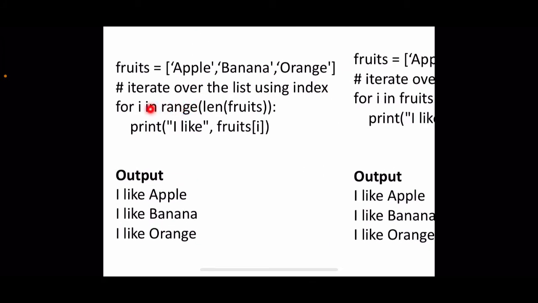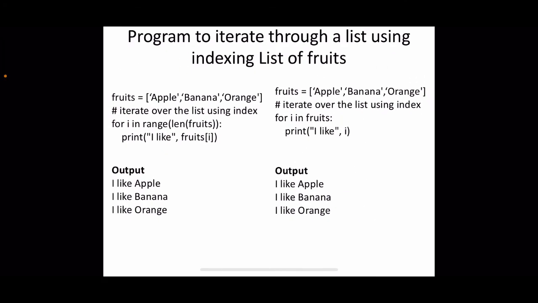For i in range(3), that means i will be assigned 0 first, then 1, then 2. 3 different values will be assigned in 3 different iterations of this for loop. And as the body of the for loop, i like will be printed as this. Then fruits[i], using indexing we are printing the corresponding value. The initial value of i will be 0, right? fruits[0] will be printed in the first iteration, that is i like apple.